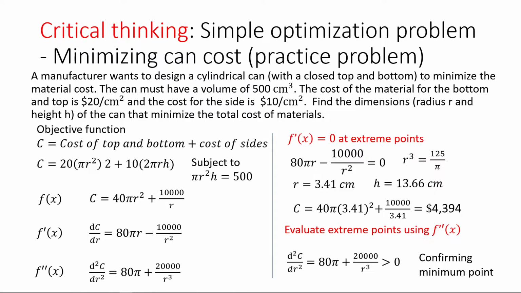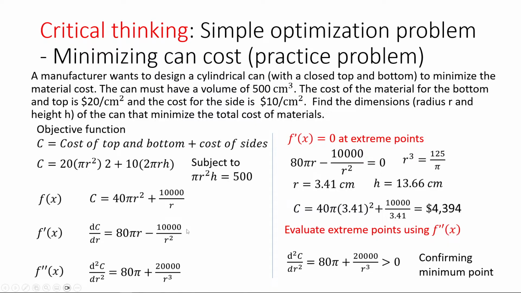We also saw how to formulate a simple optimization problem. If you're given something like this, then how can you make your objective function? That's your objective function here, like the cost of the top and the bottom and the cost of the side, for example, and that is subject to this condition. Then we will see again that you follow the same process.